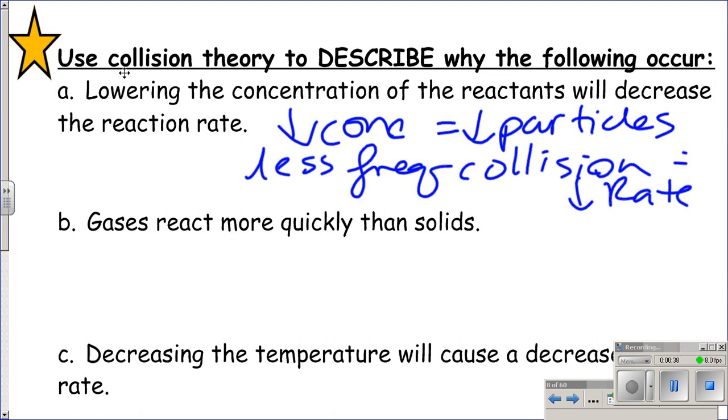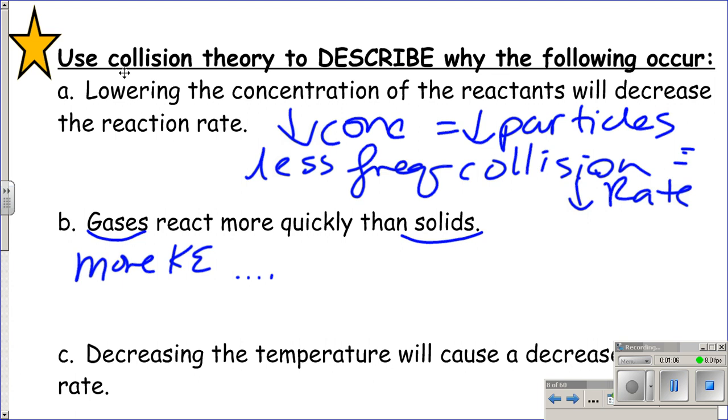Cool? Next. So concentration is apparently one factor we can change to influence the rate of a reaction. Another thing we can change is the state of matter. Why would gases react more quickly than solids? They have more energy. Okay, so what kind of energy are we talking about here? Kinetic energy. So more kinetic energy, how does that impact the collision theory?